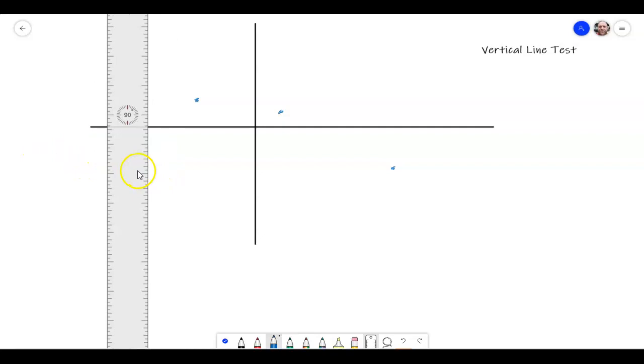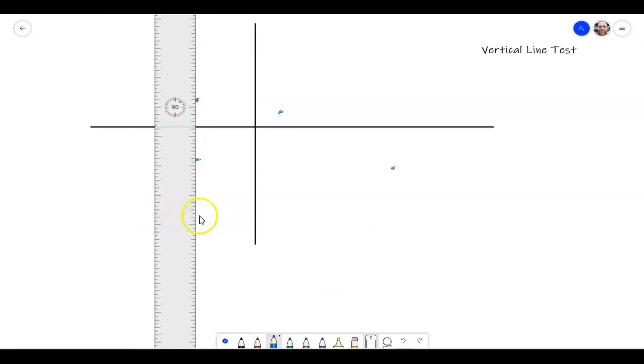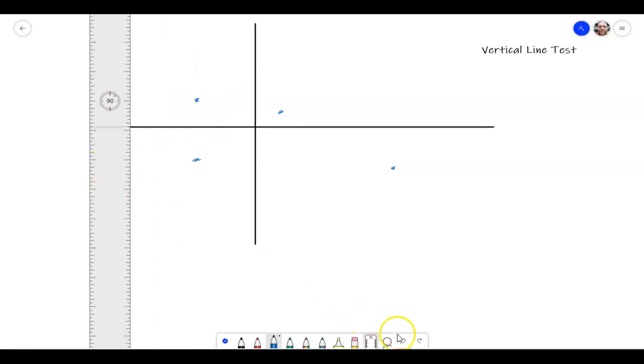Alright, so we decided that these 3 points constitute a function because it passes our vertical line test. Let's say I added a point right here. Would this still be a function? Would these set of 4 points be a function? And the answer is no. Why? Because I can take a straight line right here, and that's going to go through both of those points. And as soon as I can find a vertical line that goes through more than 1 point, this stops being a function.